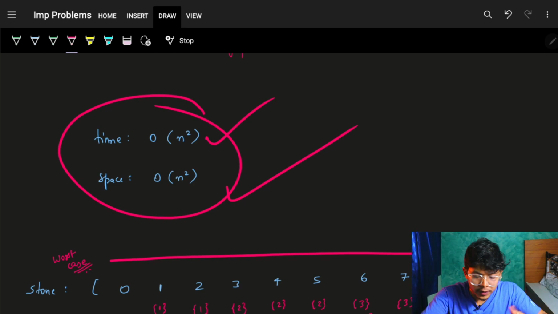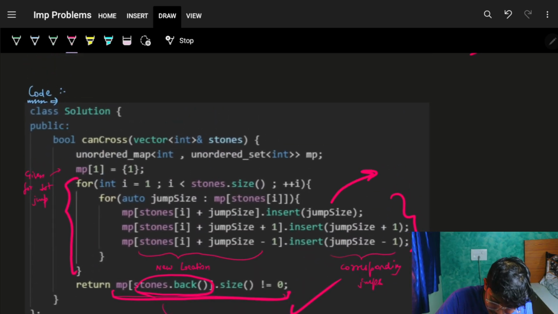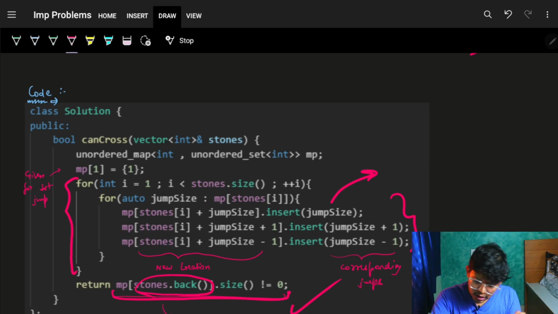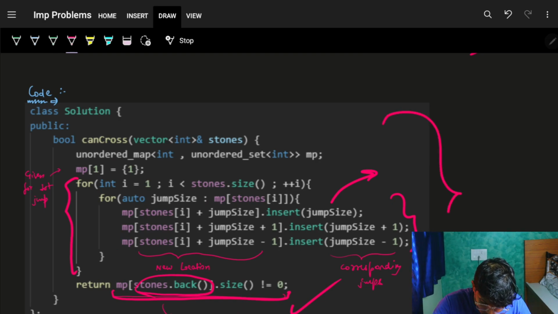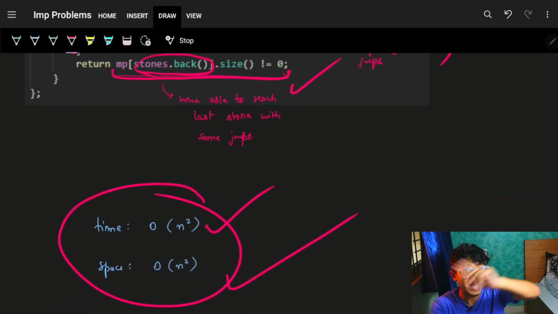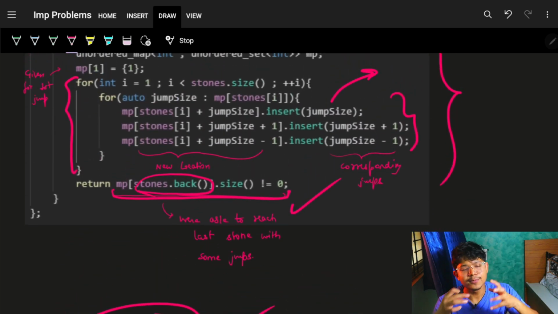If you still want to prove it, instead of taking the map, you can take an array also. That is also possible, but this is the shortest and easiest code to explain and understand. That's the reason I showed you this, and it's more intuitive also.